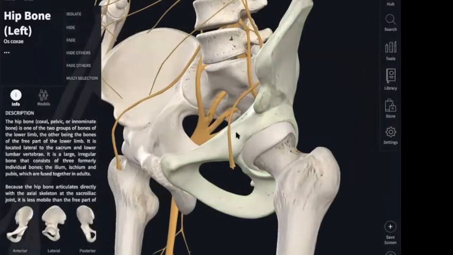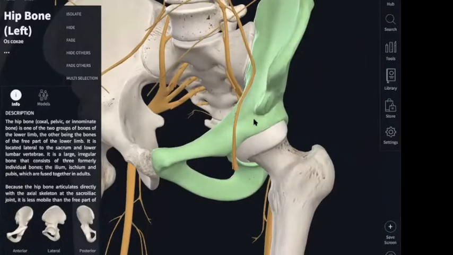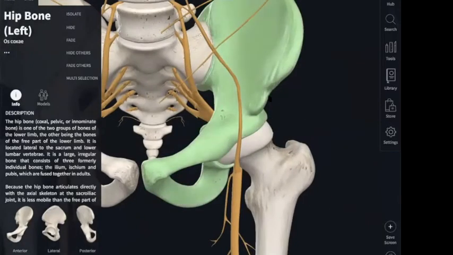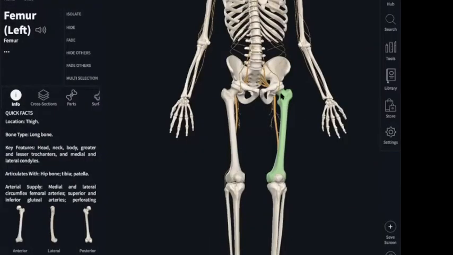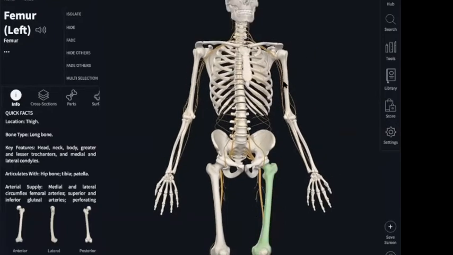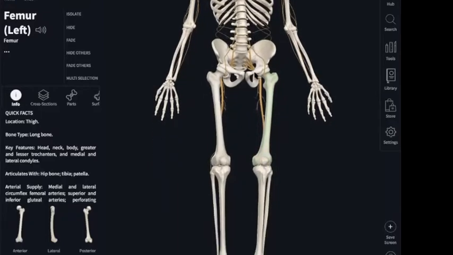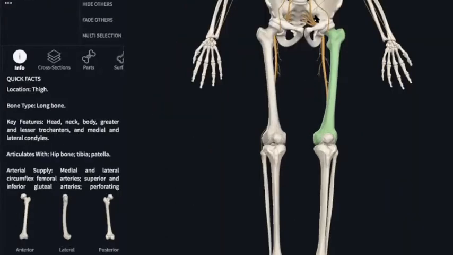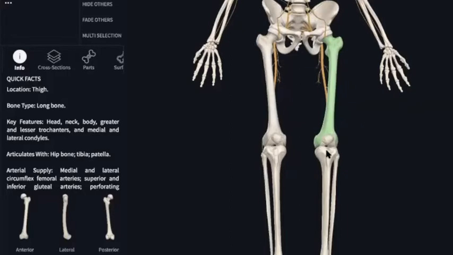This is going to be made up of 3 regions or fused bones right there, which we'll get into later. And that provides the attachment point for your femur, which is the equivalent of your upper limb's humerus, right? Because you can see it's attached to the hip joint, that's attached to the shoulder.